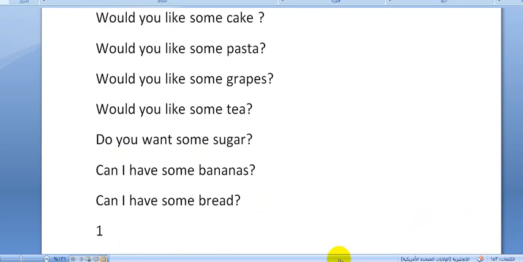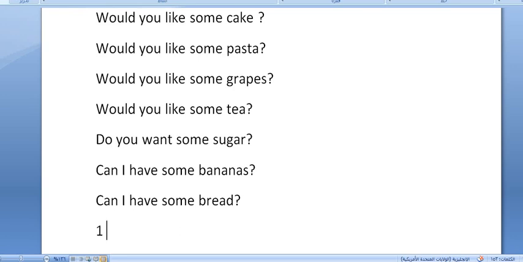When you offer something to your friend, colleague, relative or other people in question form, you can use some. And when you ask something from your friends or other people, you can use some.